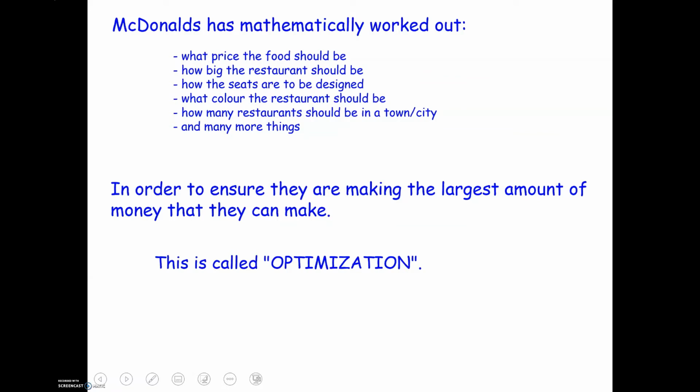So McDonald's has mathematically worked out what price the food should be, how big the restaurant should be, how the seats are to be designed, what color the restaurant should be, how many restaurants should be in a town or a city, and many, many more things. Ensuring that they are making the largest amount of money that they can make is called optimization.